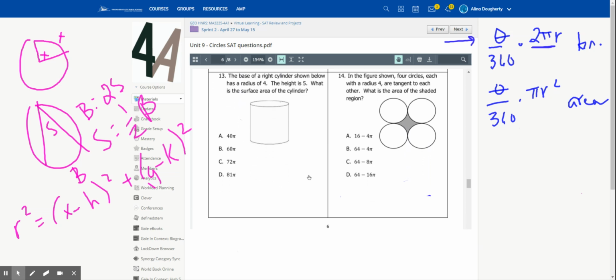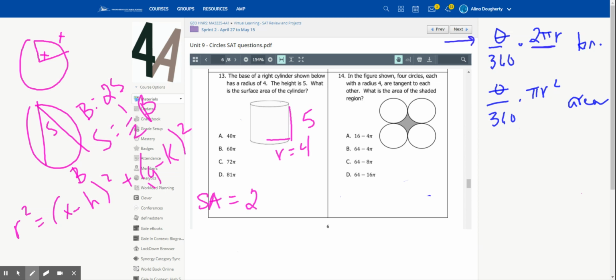triangles. The base of a right cylinder shown below has a radius of 4. So r equals 4. The height is 5. Oh, this is a surface area and volume question. What is the surface area of the cylinder? So this actually should not be here, but surface area equals the top and the bottom.